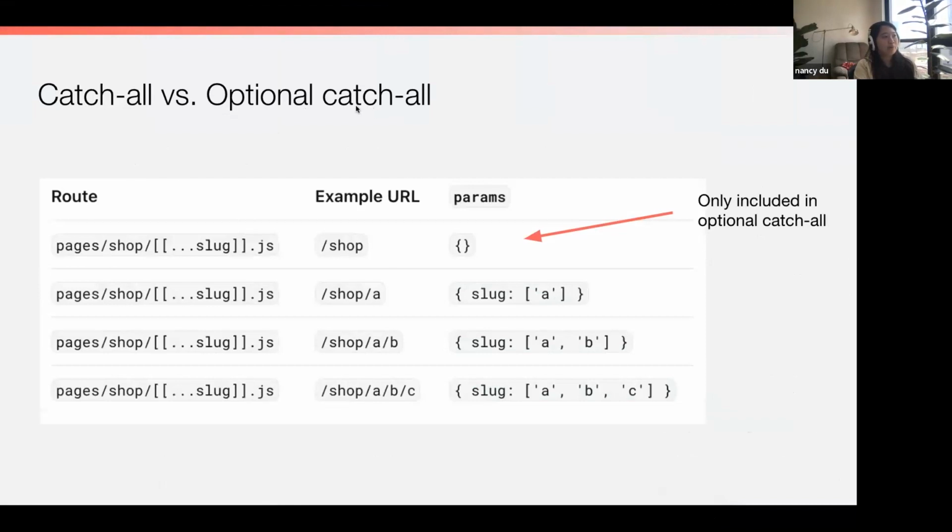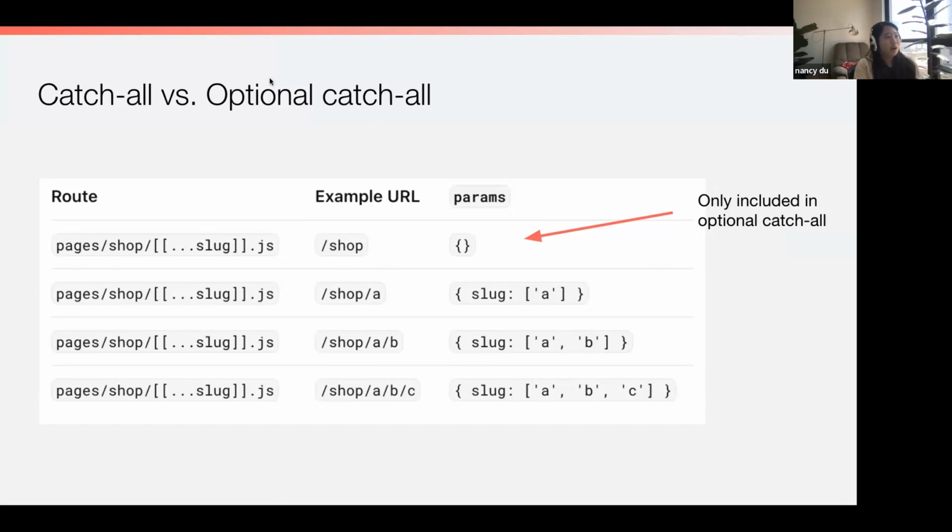Catch-all versus optional catch-all. So with a catch-all, we're only able to catch routes that have segments. So here we've got shop/A, /AB and /AB and C. So these are all going to be available to be created with the catch-all route, but it is not going to be able to create a root route that doesn't have any subpaths to it.